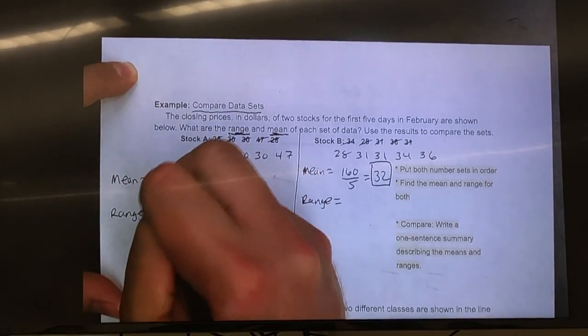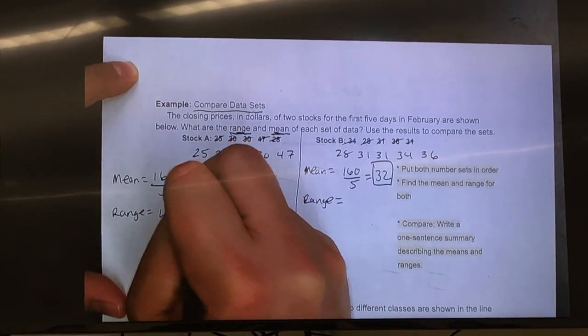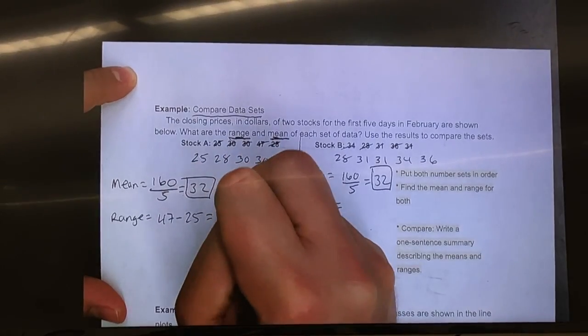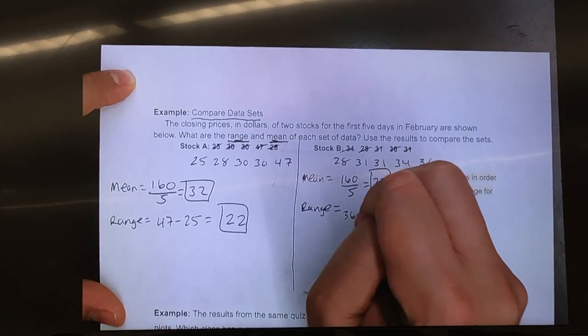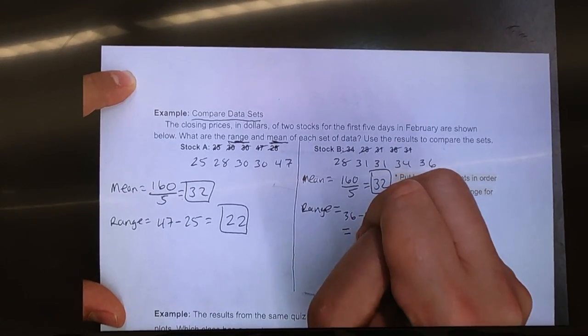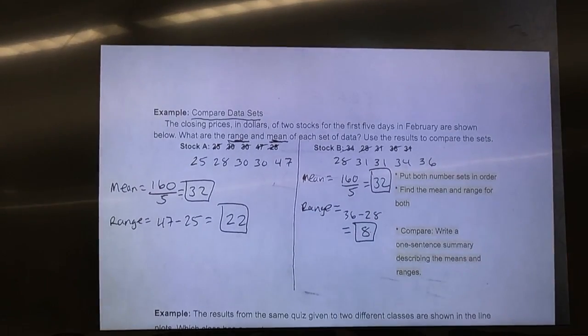All right, range. Range is the highest minus the lowest. So 47 subtracting 25 equals 22. And this one was 36 minus 28. Mental math, help me out. 8. Okay.